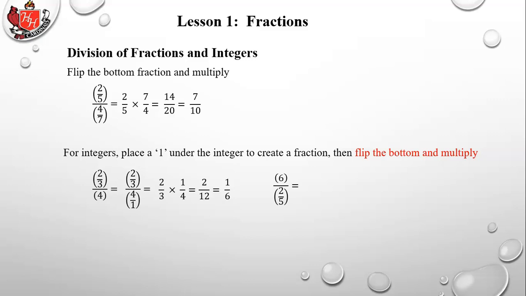Here it's the same thing. This time the integer value is on the top, so you turn it into a fraction by making it 6 over 1 over the fraction 2/5. You flip the 2/5 to make it 5/2. That gives you 30 over 2, and you can reduce that down to 15.